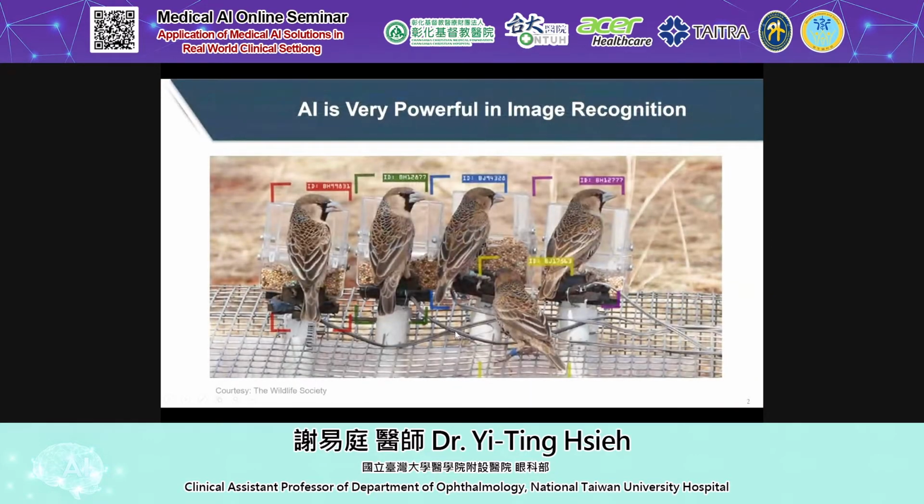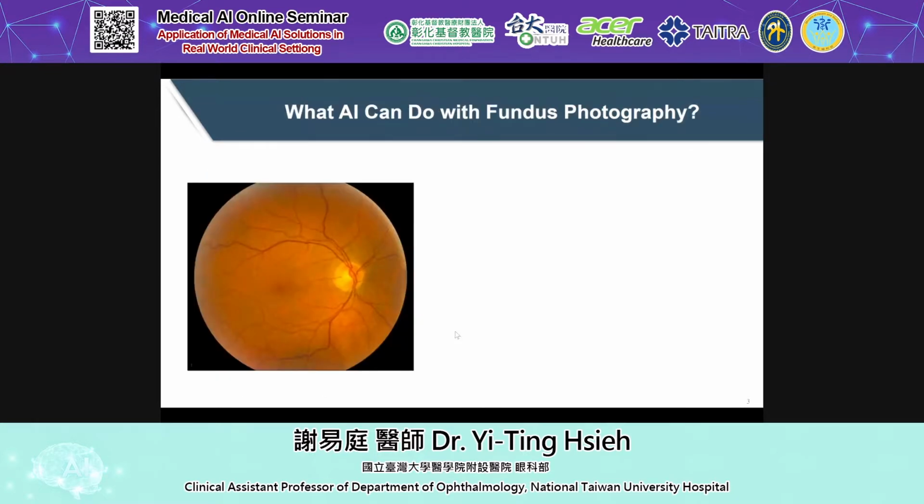We know that AI is very powerful in image recognition. Not only can it recognize birds of different species, it can even recognize different birds of the same species, which I may not be able to do. So we may think that AI might be helpful for us in medical images. For example, fundus photography is the first image that AI tried to help us with.